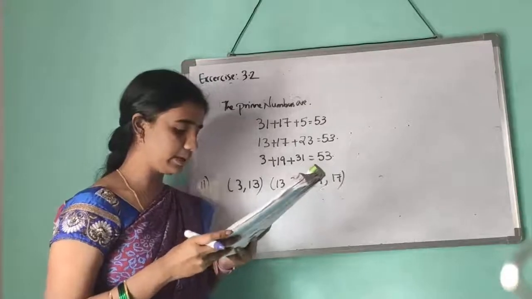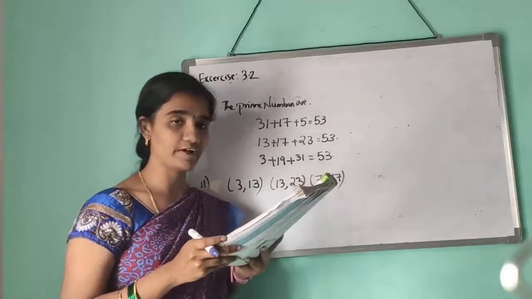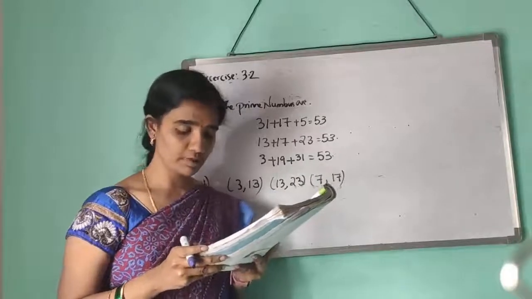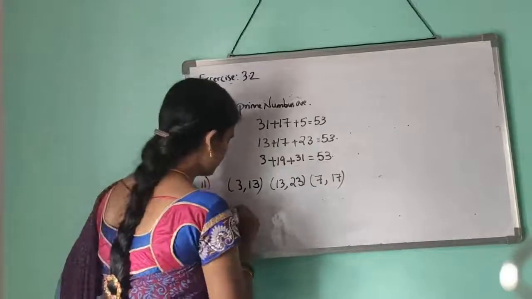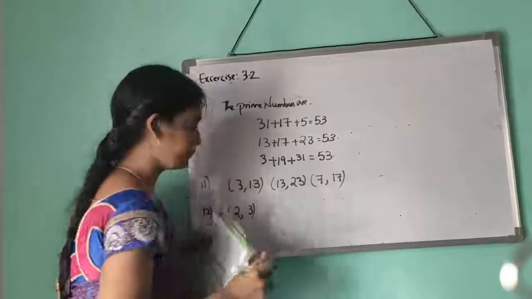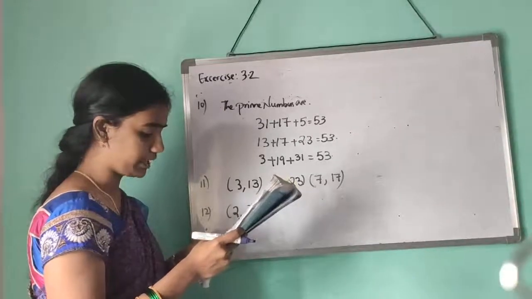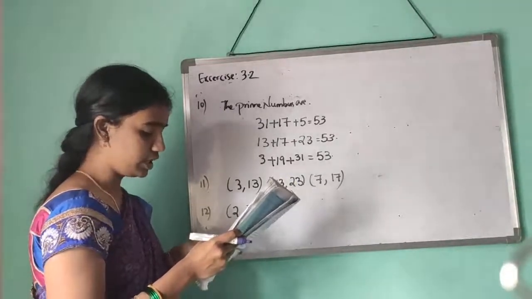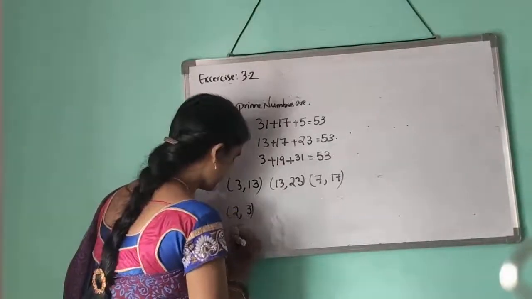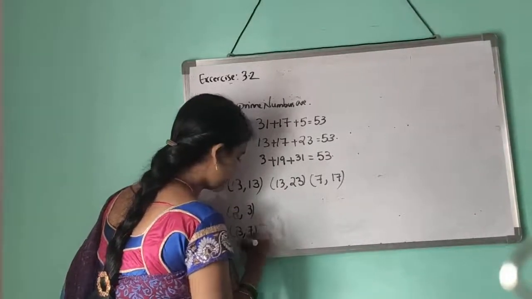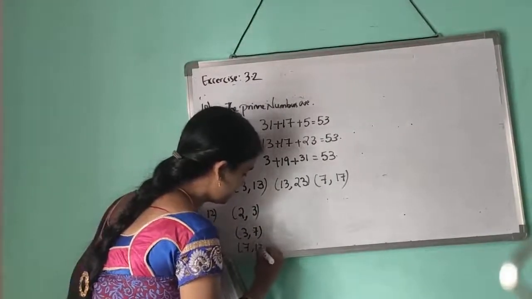Coming to the 12th one, write 3 pairs of prime numbers less than 20 whose sum is divisible by 5. Here I am writing 2, 3. Then 3, 7, and the third one is 7, 13.